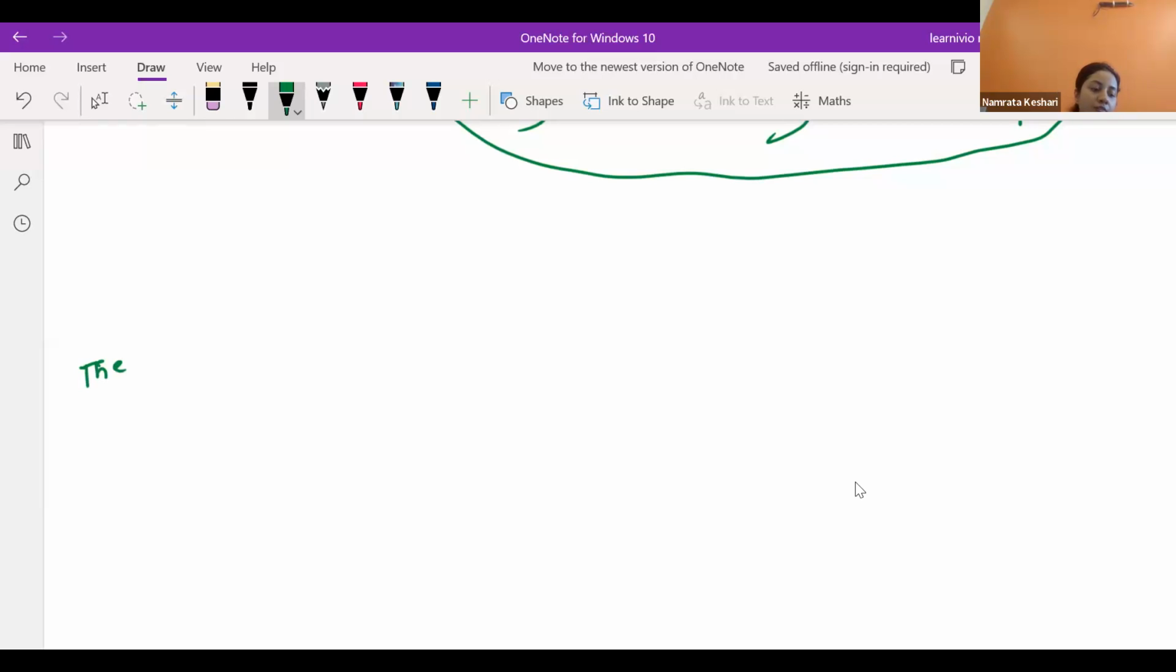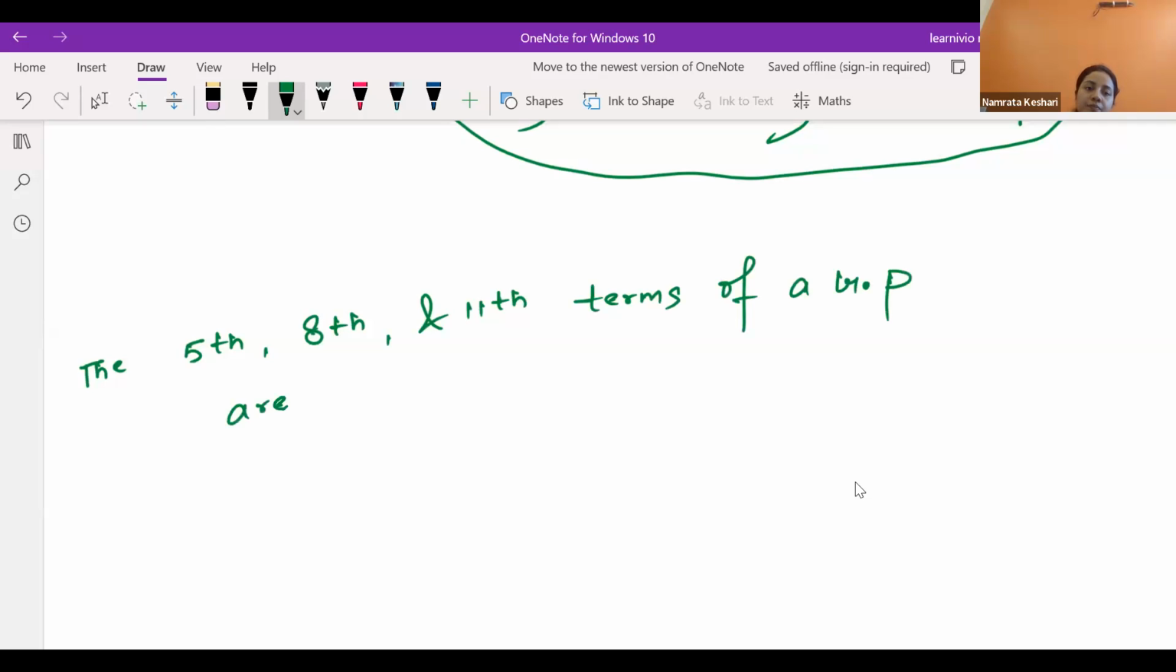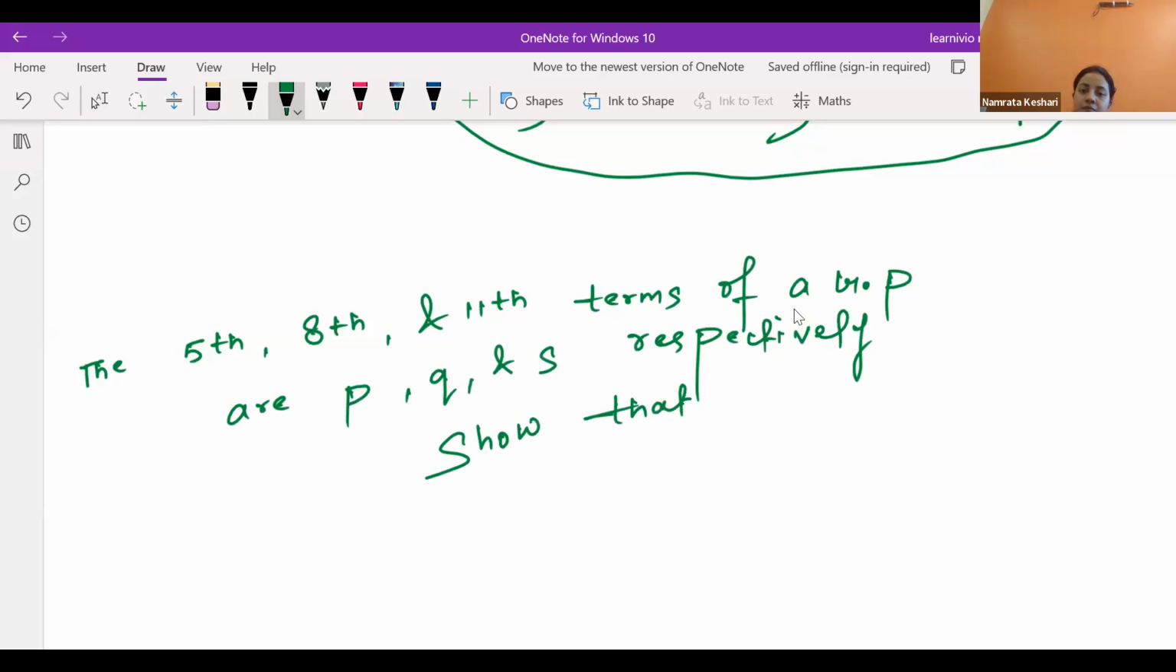Suppose the 5th, 8th, and 11th terms of a GP are P, Q, and S respectively. Show that Q square is equal to PS.